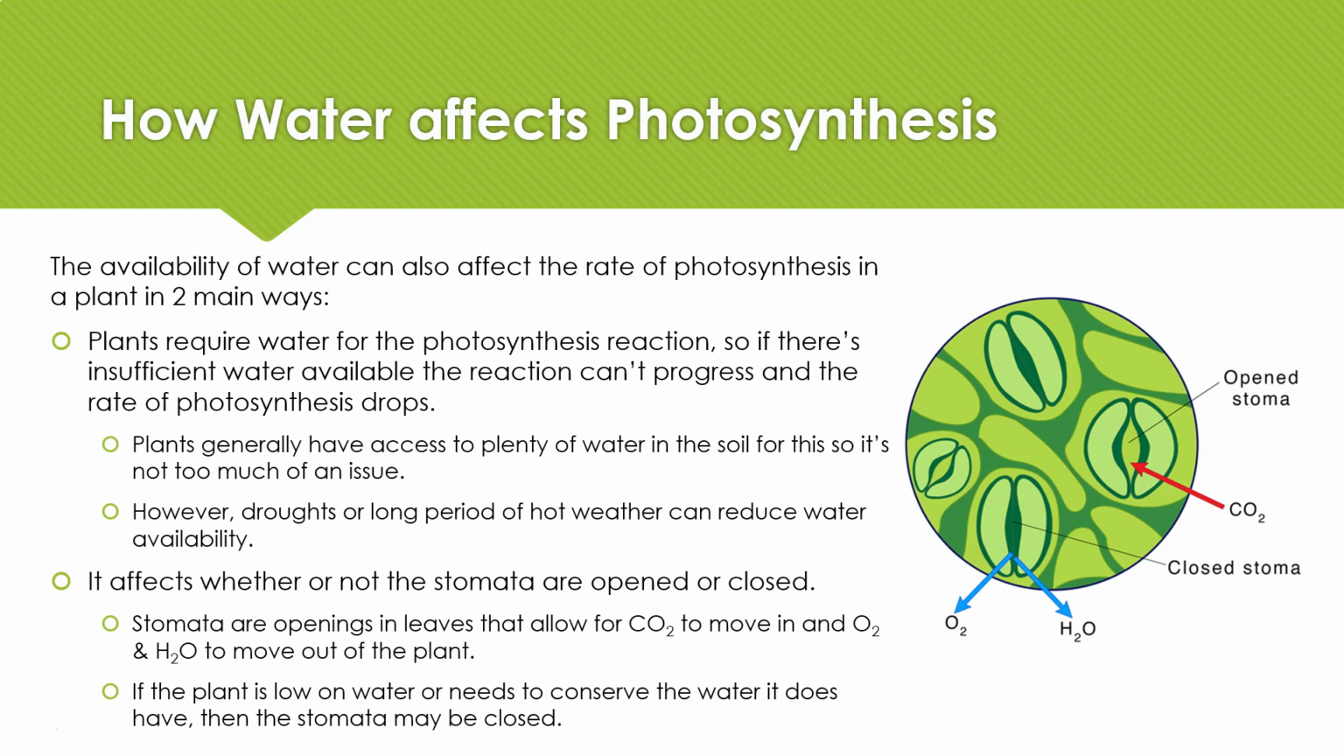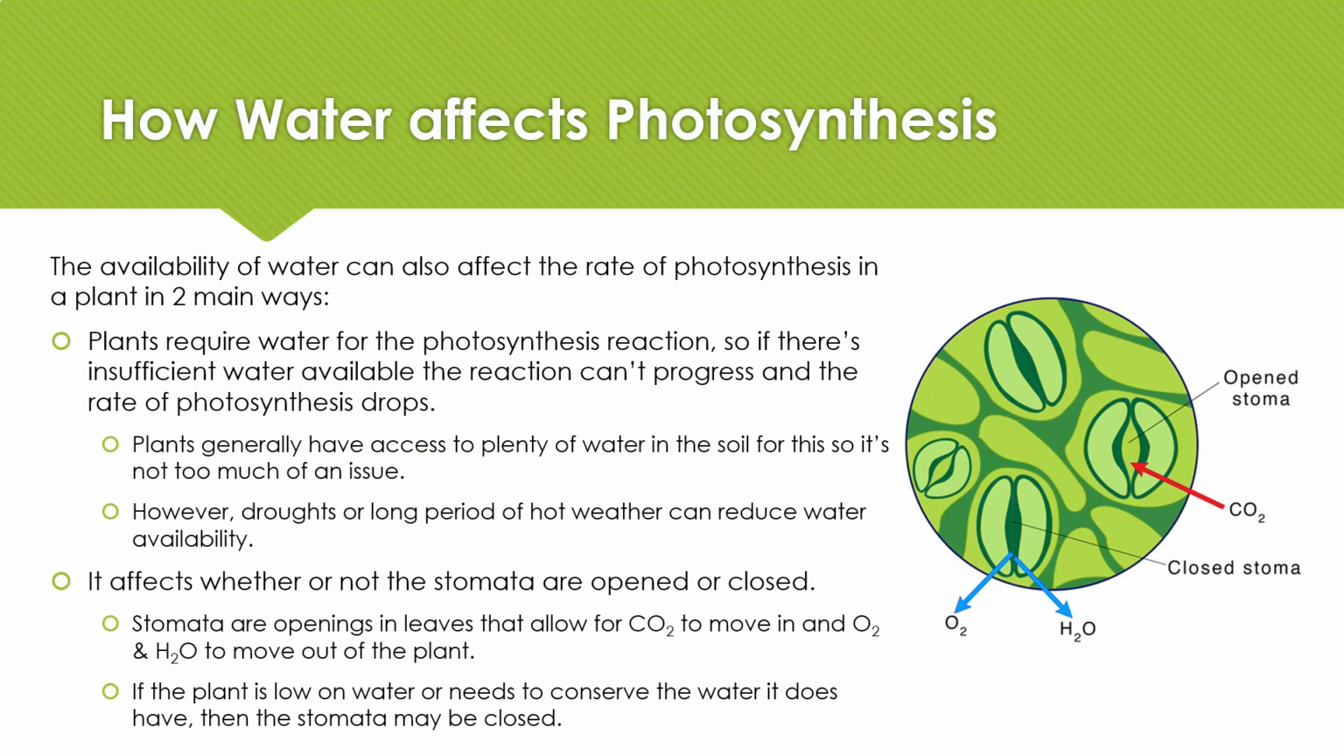Alright, let's talk about water and how water affects photosynthesis, because it's quite an interesting one. Really, the availability of water has an impact in a couple of different ways on photosynthesis. So obviously water is required for the light dependent reaction, so it's actually a reactant that's required for photosynthesis. So if you don't have enough water available, the reaction's not going to go ahead, and obviously the rate of photosynthesis would drop.